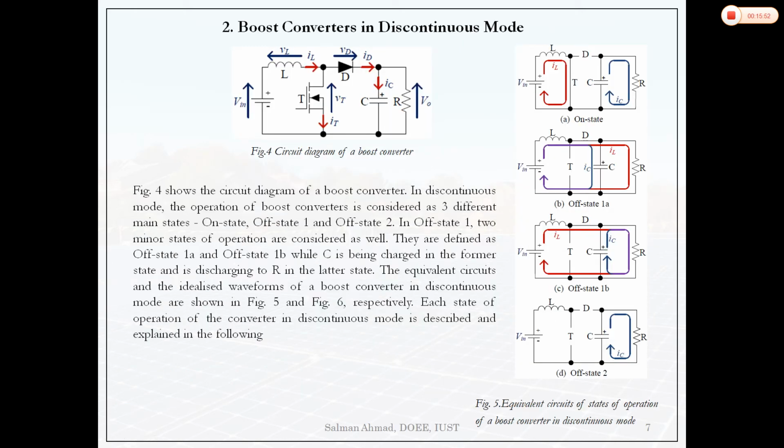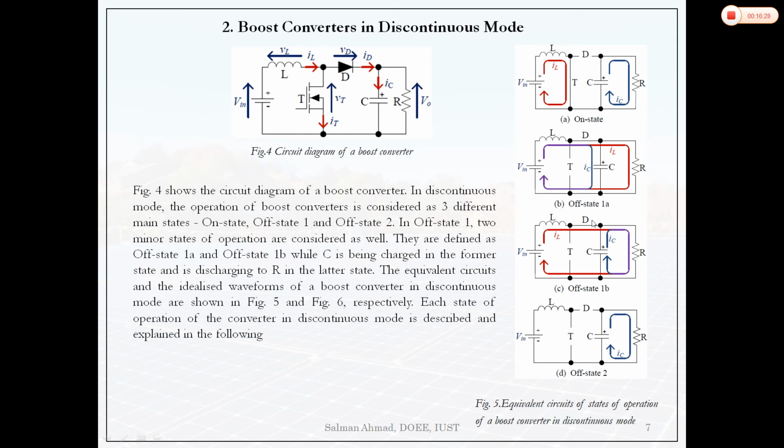Now similar to the buck converter, we can also analyze the boost converter. So we are having one off state 2 that is extra in comparison to continuous conduction mode. So the first three figures are already explained in the continuous conduction mode. So this is the third one which is working in discontinuous mode. So you can see that in on state, once the switch is turned on, the diode will be turned off. Okay, we are having two loops. Capacitor is supplying to this load and inductor is getting charged from the input.